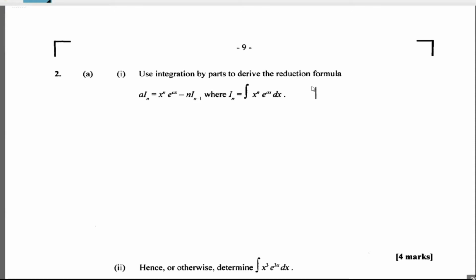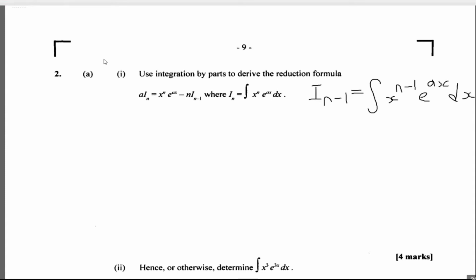I just want to remind again that if In is the integral of x^n e^(ax), then In minus 1 is going to be the integral of x, and instead of the power n, it's going to be n minus 1, times e^(ax). So I just wanted to point out that this is In minus 1: replace n with n minus 1. So now let us go ahead and tackle this question.